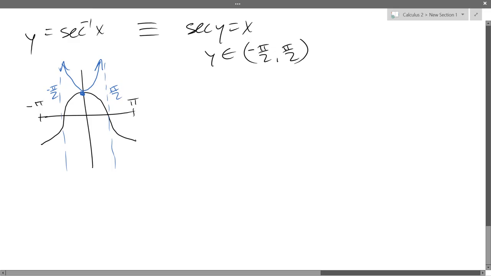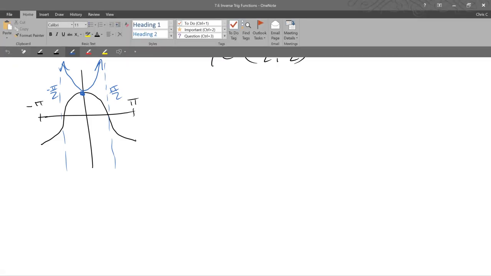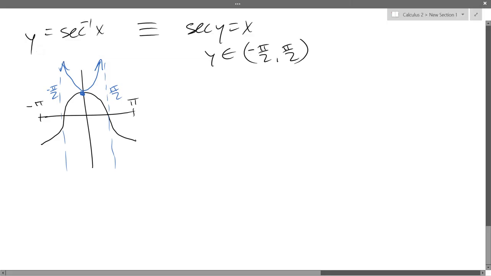All right, so we have secant y equals x. What we're going to do is write secant, instead of secant, we'll write it as 1 over cosine. So that's what secant is.